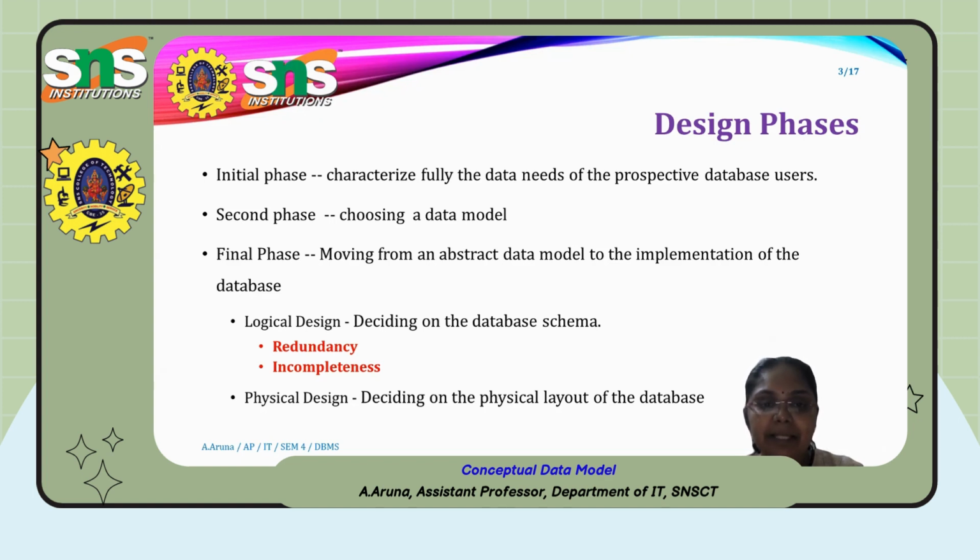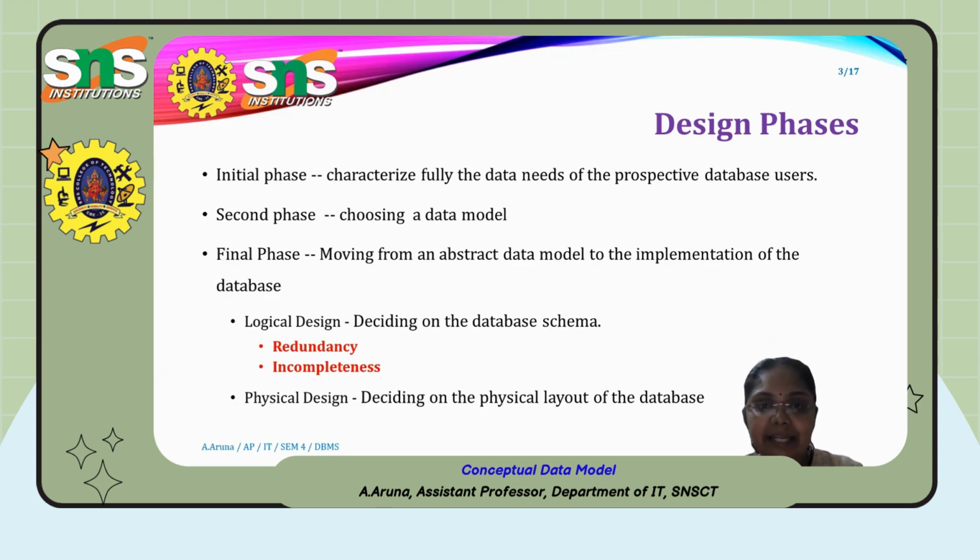While implementing the database, it can be classified into two types. One is a logical design, another one is a physical design. The physical design is just the layout of the database. The logical design is based on the schema. Under the schema, what type of attribute we're going to use, what is the size of the attribute, what attributes are required, what entities are required, is there any redundancy, is there any incompleteness, everything we're going to decide in the logical design.